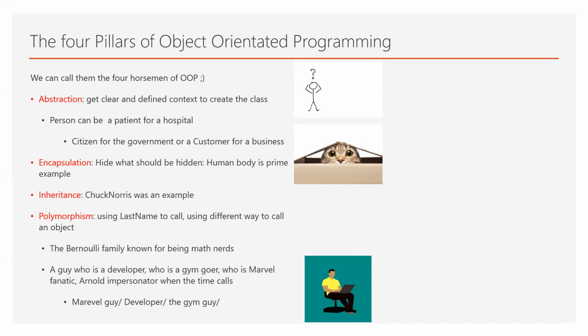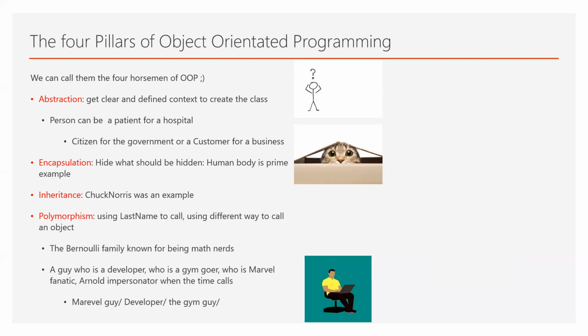We have one example, like the Bernoulli family. They were very famous for their discoveries in mathematics. There's one instance when this guy went to their home and asked for Mr. Bernoulli, and the maid asked, like, which one? So we can use a single last name to have a reference to different objects. So this is how we have a polymorphic feature in your program.